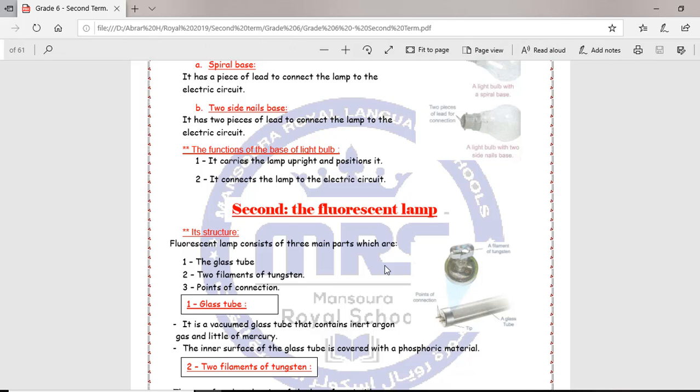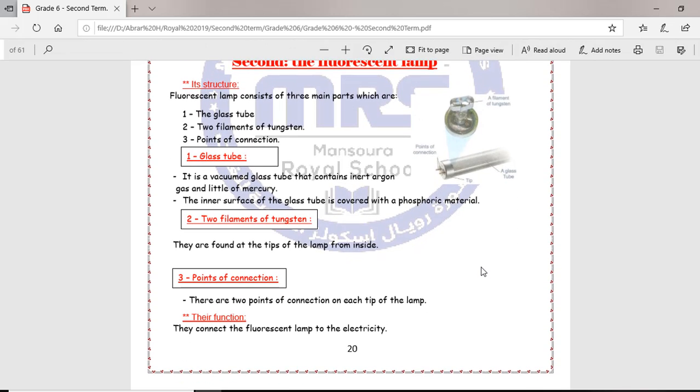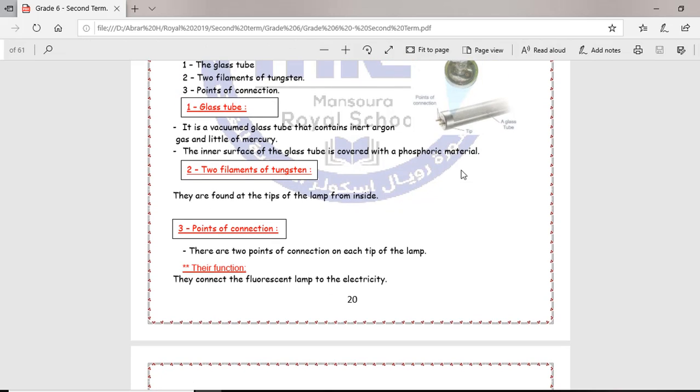What is the structure of the fluorescent lamp? The fluorescent lamp consists of three main parts also, which are: the first one is the glass tube, the second one, two filaments of tungsten, and the third one is the points of connection. So I have here three parts also, but different parts. The first one is a glass tube, the second one, two filaments of tungsten, the third one, points of connection.